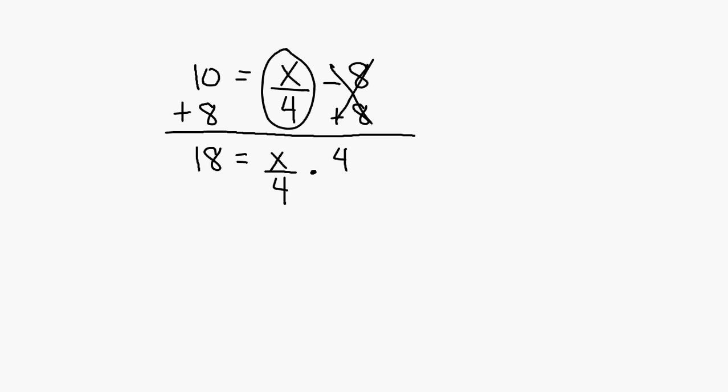Multiply both sides by 4, which will make these two 4's on the right-hand side cancel out. So 4 times 18 is 72. So 72 is equal to x.